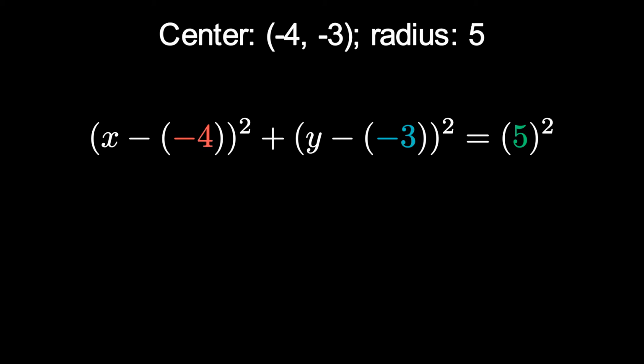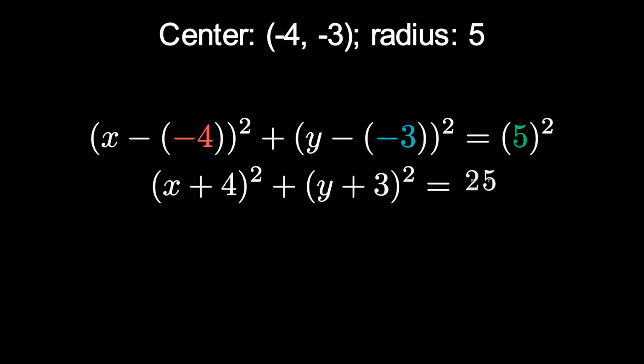So what we can do is just clean this up. (x minus -4) squared will turn into (x plus 4) squared, because remember, when you subtract a negative, that turns positive. Also (y minus -3) squared will once again turn into (y plus 3) squared. And lastly, 5 squared is going to be 25. So when this is all simplified, we get (x plus 4) squared plus (y plus 3) squared equal to 25, and that is the standard form equation of this circle. So let's move on to our second example.